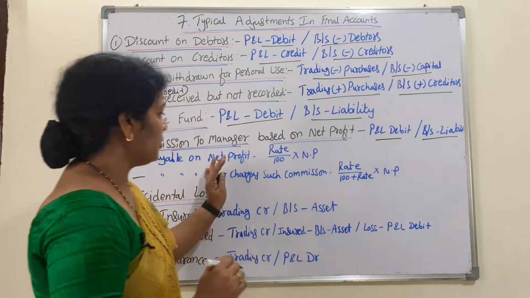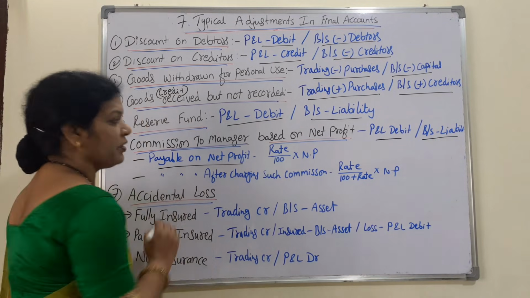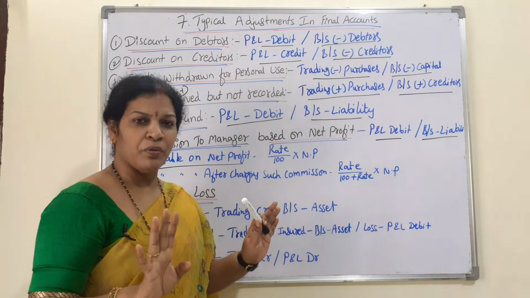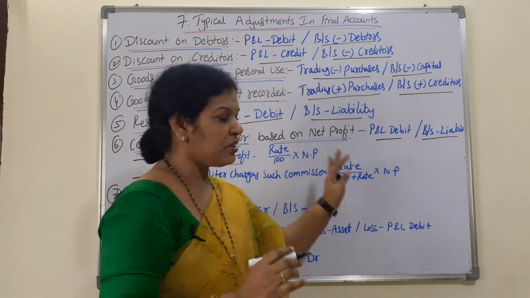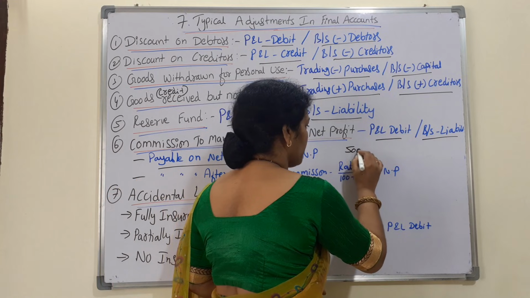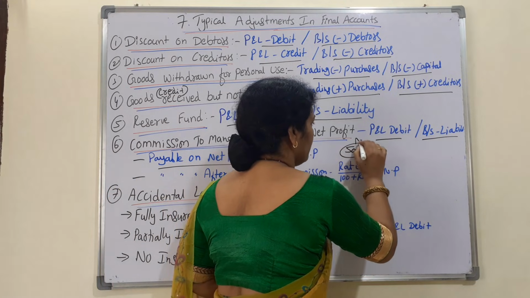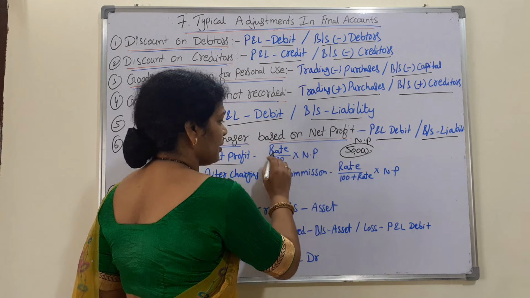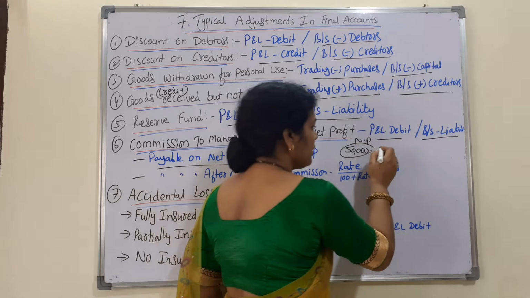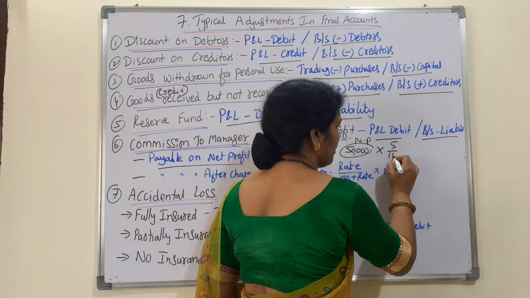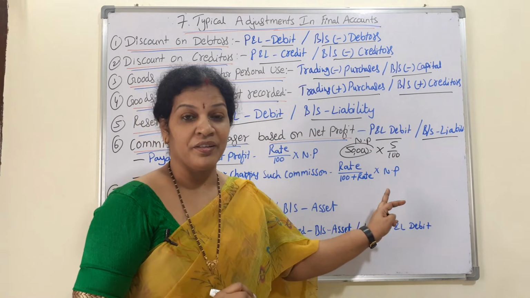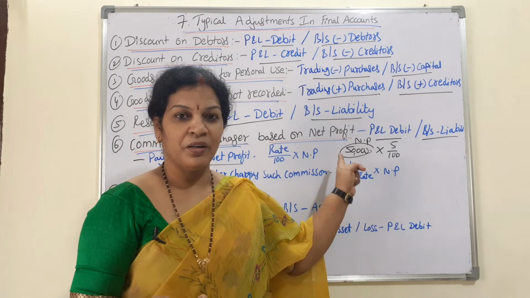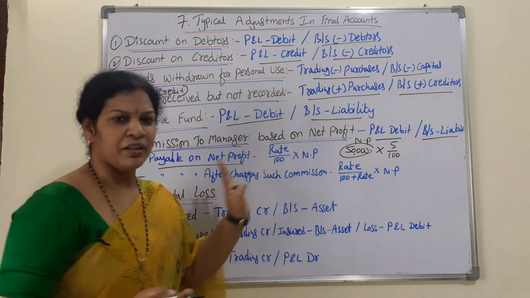Now calculation of commission, two types. One is commission payable on net profit. Whatever net profit you find, apply the rate to it. Suppose the net profit is 50,000. Then the calculation of commission is rate into net profit. Suppose the rate is 5%, 5 by 100. Whatever amount you get, that you are going to pay to the manager, debit side of P&L account and balance sheet liability. So this is a simple calculation.